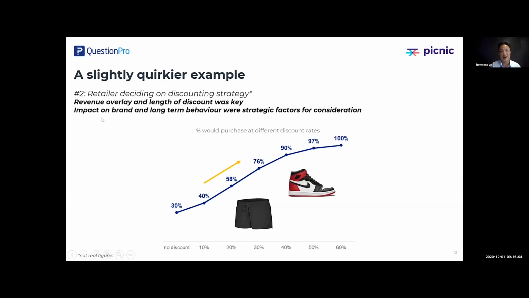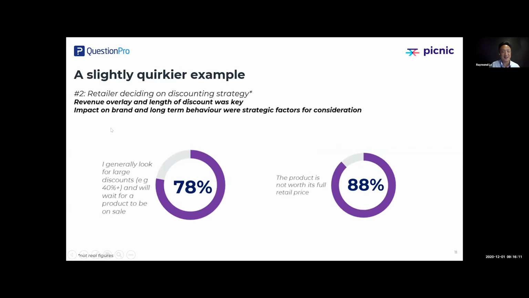Also, the impact on brand and long-term behavior were more overarching strategic factors for consideration. So these are some other data points. They're not real, but we looked at statements like, I generally look for large discounts and will wait for a product to be on sale. The product is not worth its full retail price. So there's a brand impact, a strategic impact on the brand. If you discount so much, does a customer feel ripped off if they pay the full recommended retail price? So yeah, we're stretching Gabor Granger to talk more about strategic pricing in this particular quirky example.